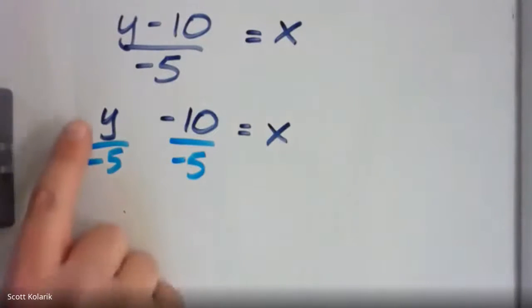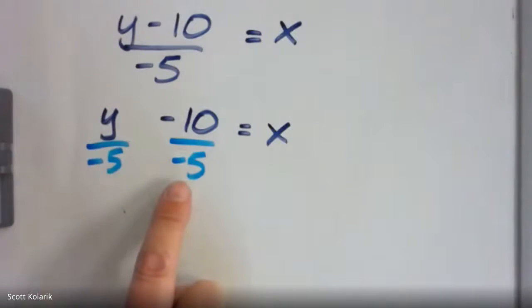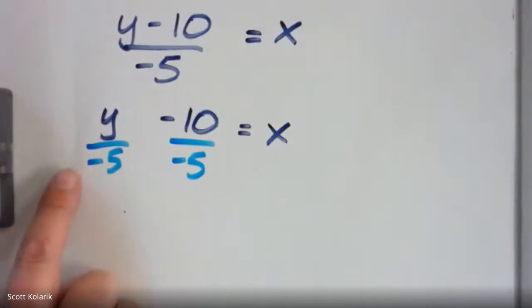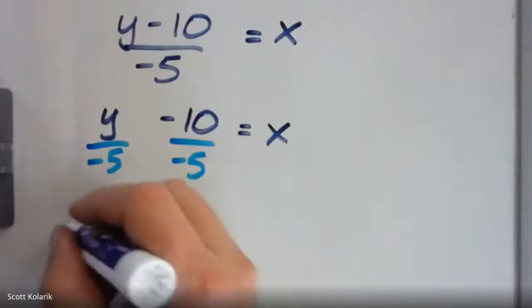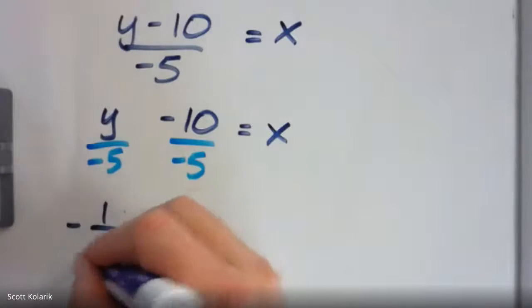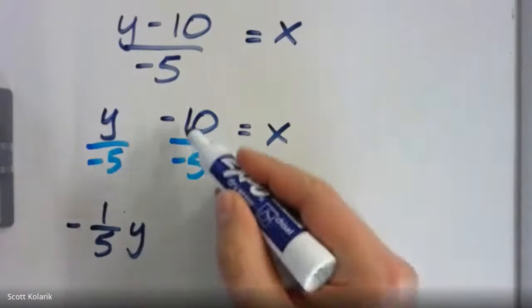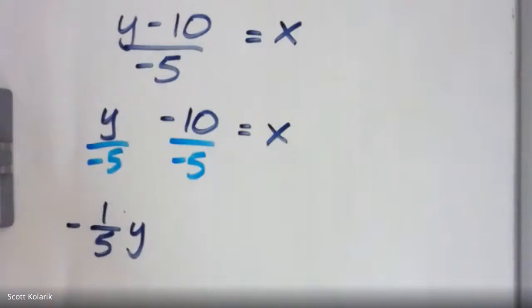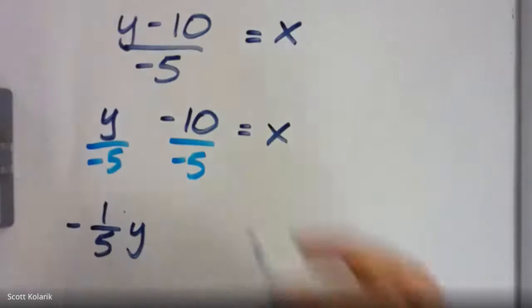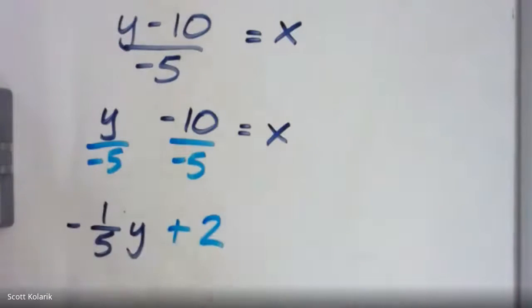Okay, so now in both these cases, I can split these up a little bit better. This actually can end up reducing. Let me write this in a little bit more of a friendly manner. Anytime I divide by a number, that's the same thing as multiplying it by a reciprocal. So I can actually rewrite this as -1/5 times y. All right. And then this can actually reduce. -10 over -5, the negatives cancel, and I'm left with a +2. And this is all still equal to x.